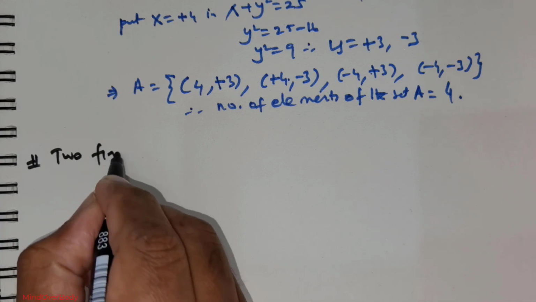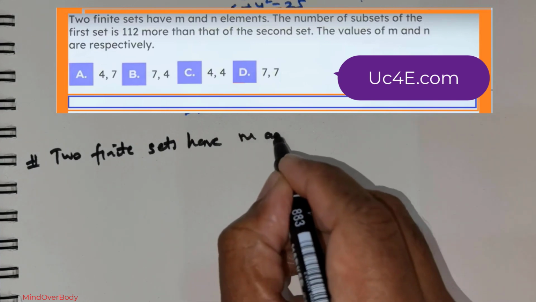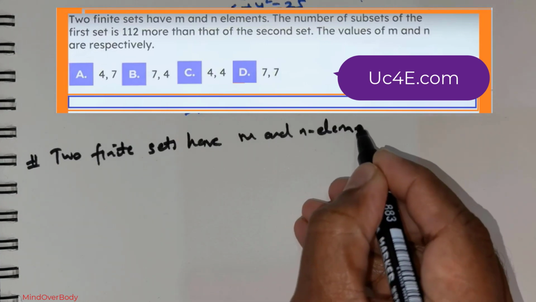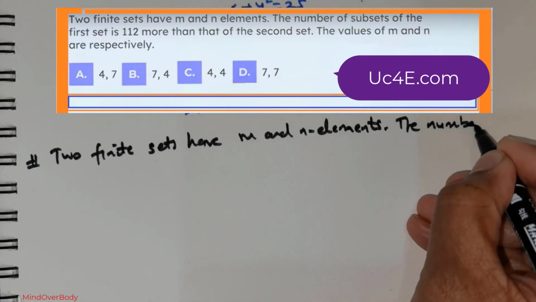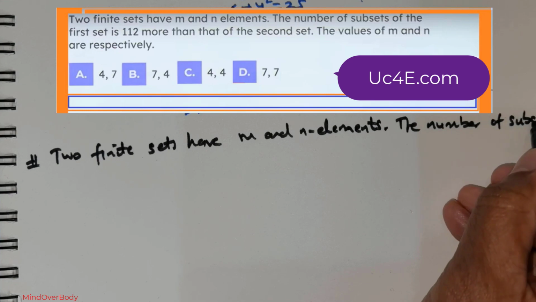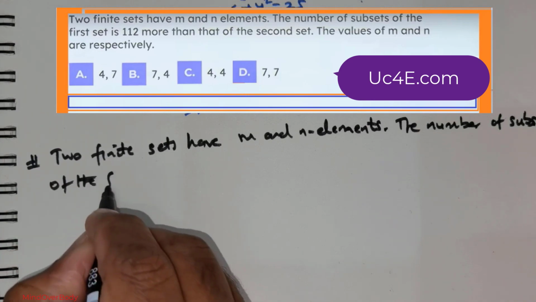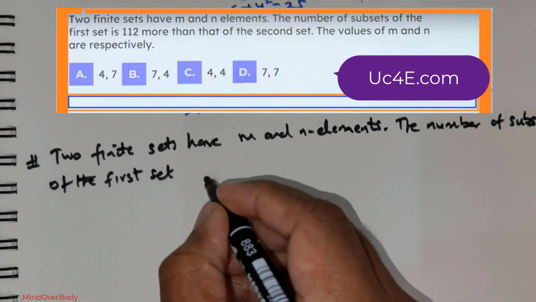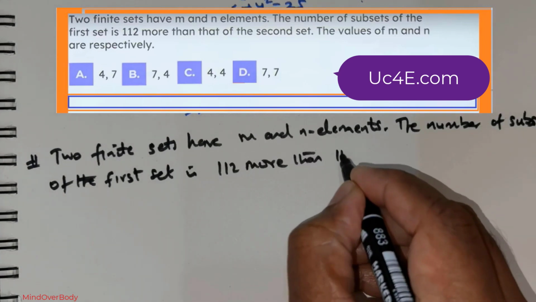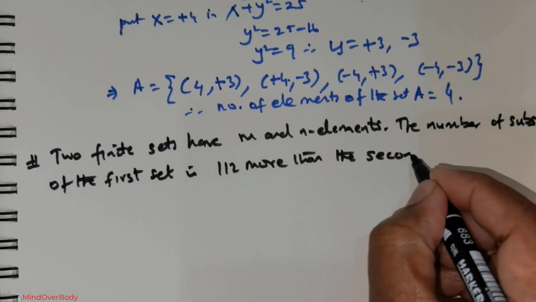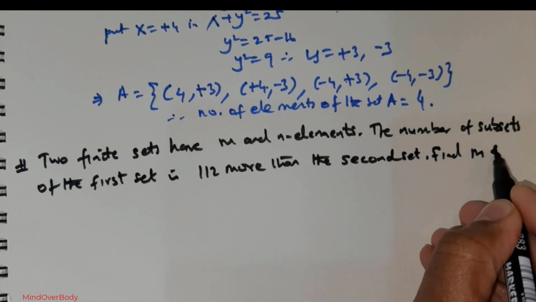Two finite sets have m and n elements. The number of subsets of the first set is 112 more than the second set. Now we are expected to find m and n.